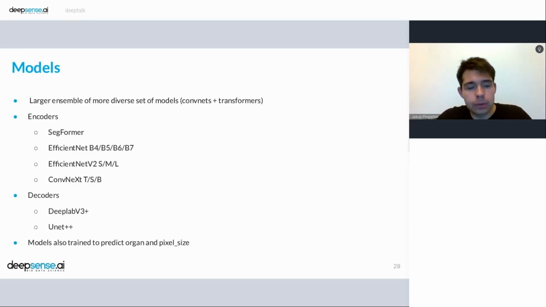One last thing to say about modeling is that one team tried to train a model to predict not only binary masks, but also predict organ and pixel size of the images, which was metadata. And they claimed that it improved the robustness of their model by adding auxiliary loss from those additional model outputs, which is an interesting trick to try.